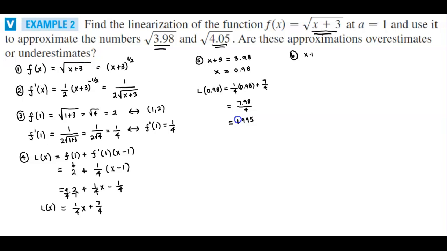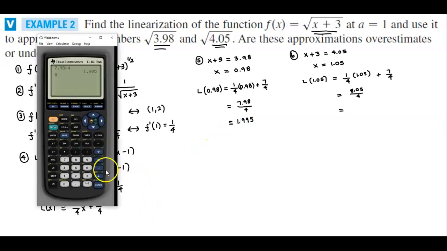And then we're going to do the same thing here to approximate 4.05. We're going to let x plus 3 equal 4.05. If we subtract 3 from both sides, we get 1.05. And now we're going to plug it into the linearization function, which is L of 1.05. So it's going to be 1/4 times 1.05 plus 7/4. So that gives us 8.05 divided by 4.